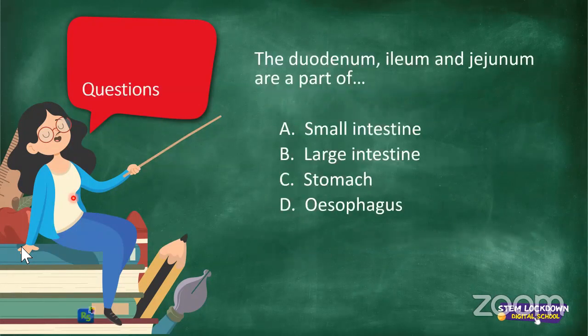Now there are questions, guys. The duodenum, ileum, and jejunum form part of A, small intestines, B, large intestine, C, stomach, D, esophagus. Can I get answers, please? All right, so we're following. It is A, small intestine.